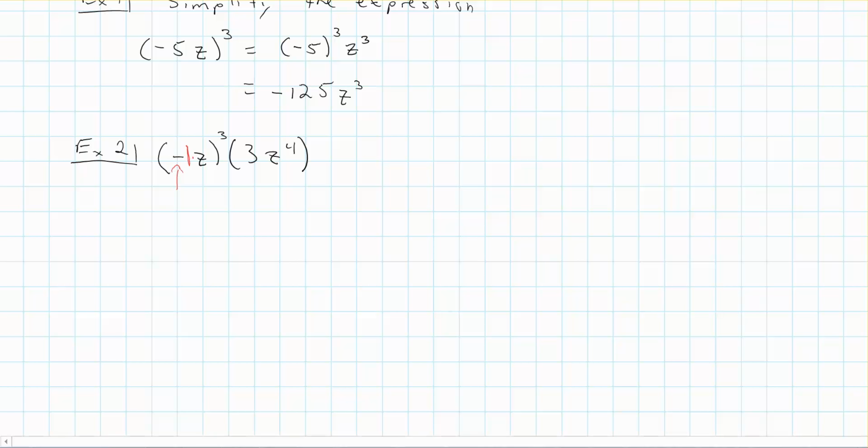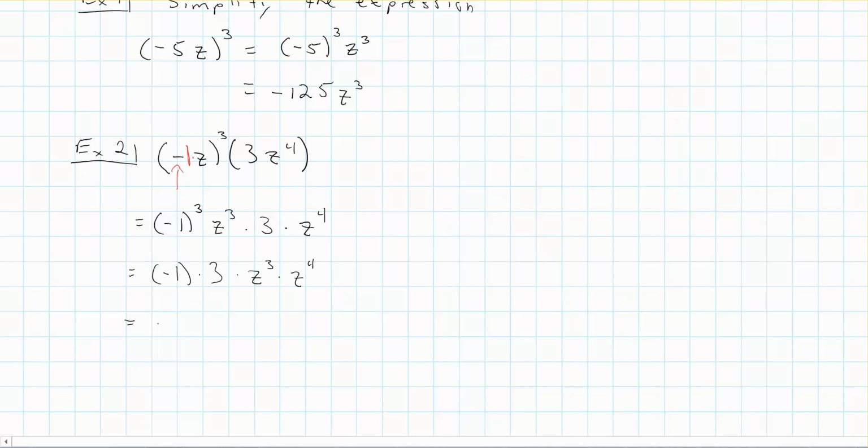z. And so if we start to simplify this, this would be negative 1 to the third power z to the third power times 3 times z to the fourth. Now, not necessary to do this, but I'll take it in a couple steps here. Negative 1 to the third power is, of course, negative 1. So you'd have negative 1, and I'll write the numbers next to each other, times 3 times z cubed times z to the fourth.